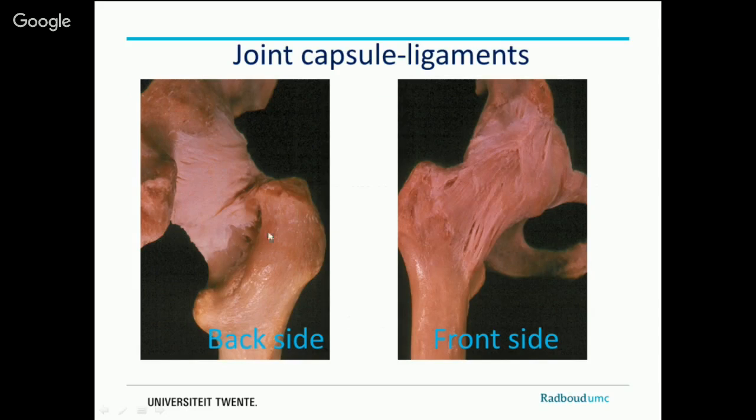Here we see some anatomical pictures of the capsule. You can see basically that it's all ligamentous structure. This is the back side, and this is the front side. So this is from posterior, and this is from anterior. On the back side, you can see here again the minor trochanter, so that's why I know it's from the back.